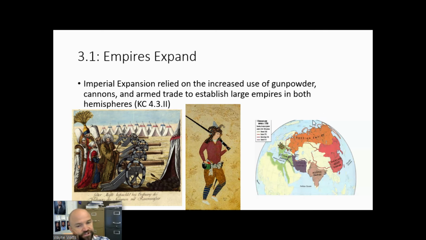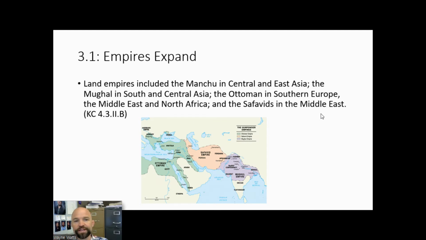Keep in mind, before the Columbian Exchange, the Americans did not have cannons and gunpowder. Those were brought to the Americas by the Spanish and the Portuguese, and the Spanish and the Portuguese, to a lesser extent in this time period, the English and the French, will use gunpowder to help establish their empires in the Americas. Land-based empires included the Manchus in Central and East Asia, the Mughals in South and Central Asia, the Ottoman Empire in Southern Europe, the Middle East, and North Africa, and the Safavids throughout much of what is now Iran, primarily in the Middle East.